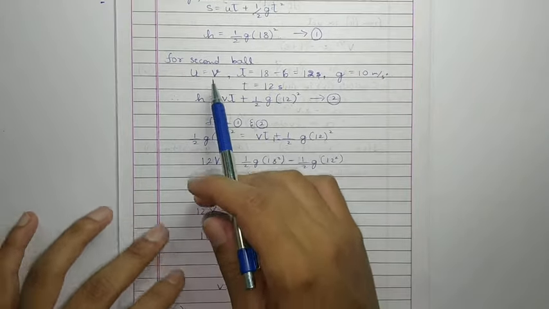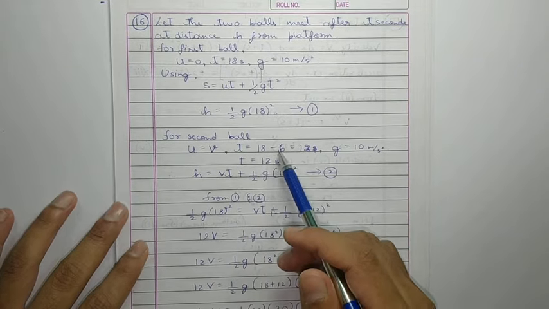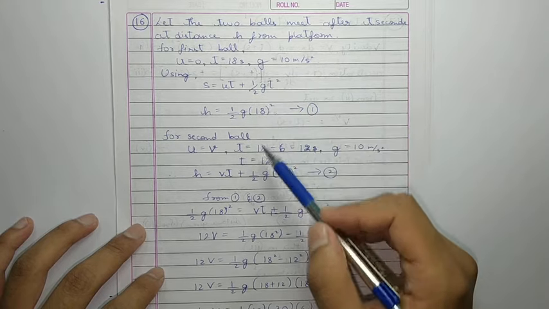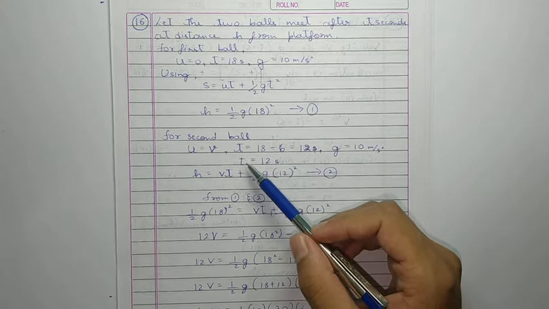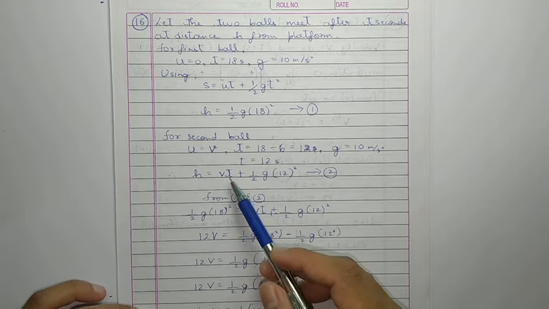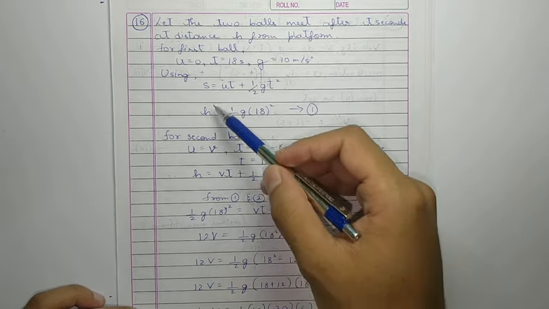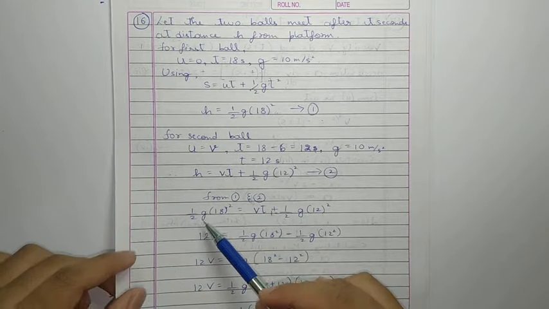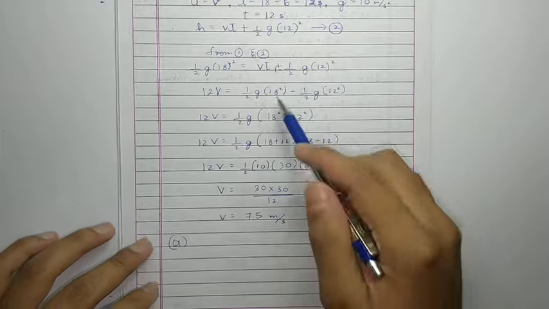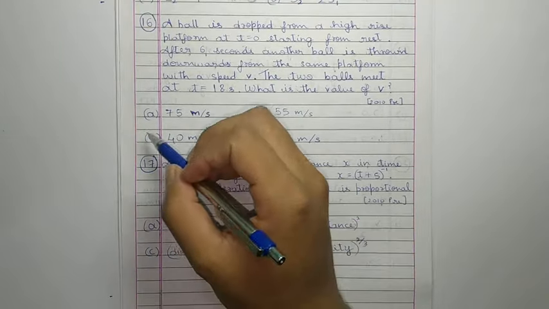For the second ball, u is equal to v and t is equal to 18 minus 6 seconds, because the balls are thrown at an interval of 6 seconds and the total time taken by the first ball is 18. So the time taken by the second ball is 12 seconds. We substitute the values here, we get h equals vt plus half g into 12 square. From equation 1 and 2, the displacement is equal in both the cases. So half g into 18 square equals vt plus half g into 12 square. If we solve this, we get v equals 75 meter per second. So 16, option A.